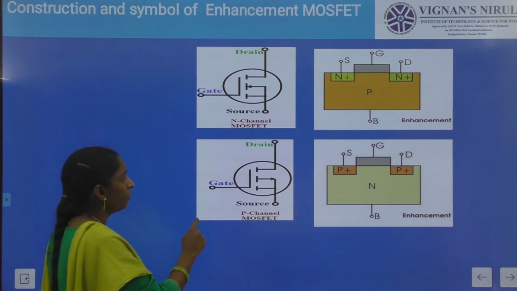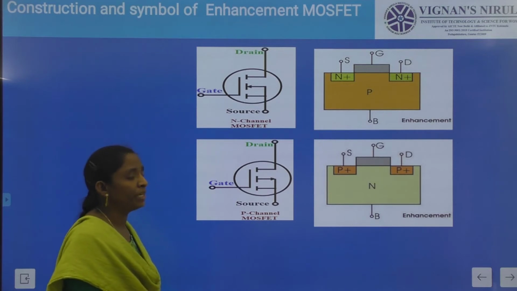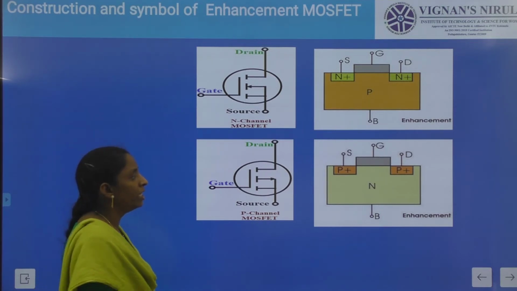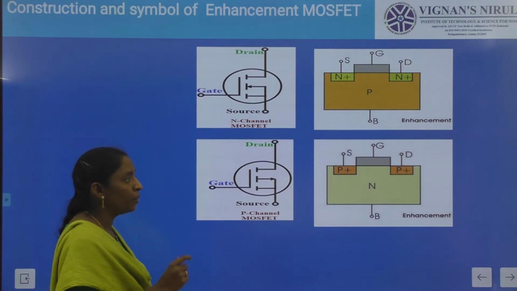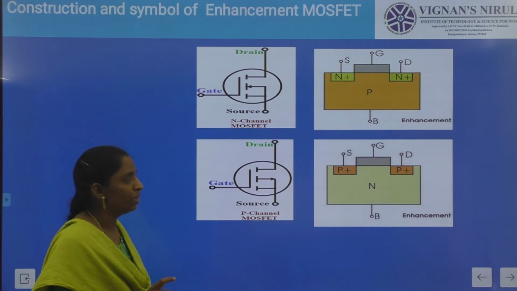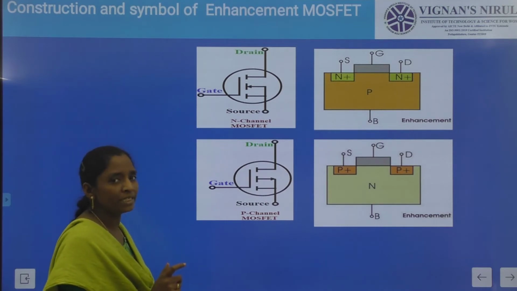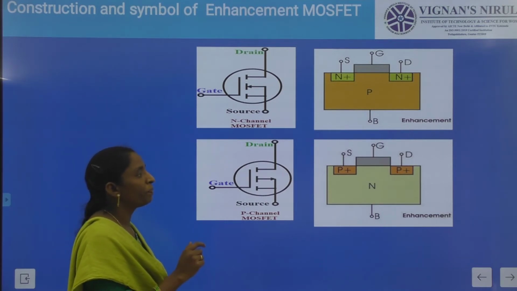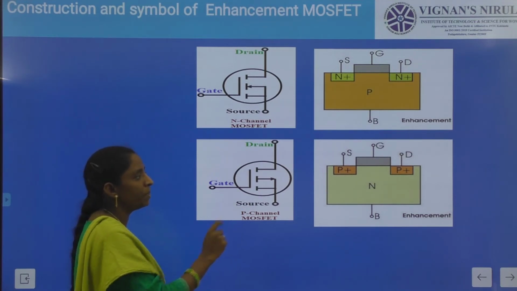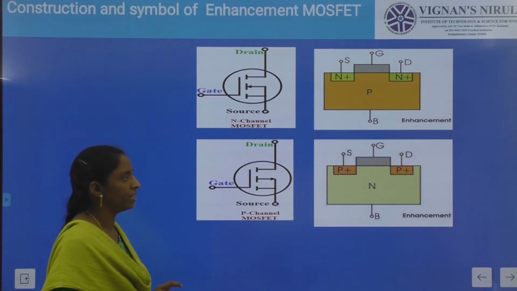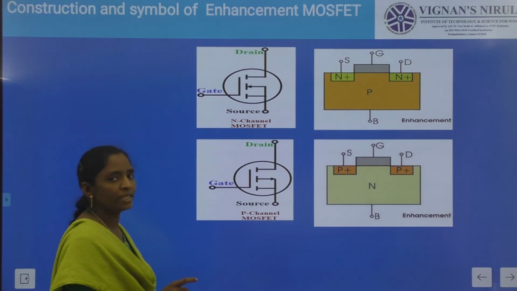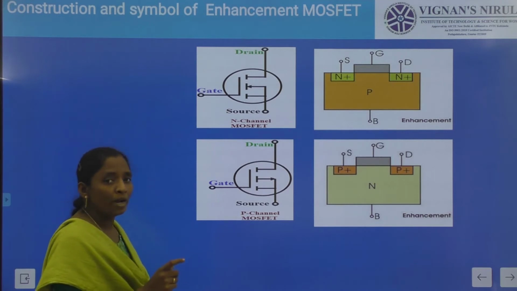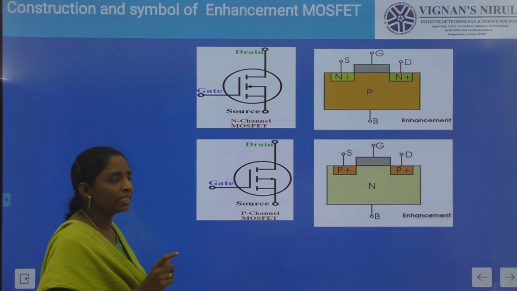Now see the construction of the P-channel enhancement MOSFET. Here we take an N substrate, and two P plus regions are diffused into the N substrate. One P plus region is called the source and the other P plus region is called the drain. There is a separation or gap between these two P plus regions. The gap should be 1 mil, or 10 to the power of minus 3 inches.